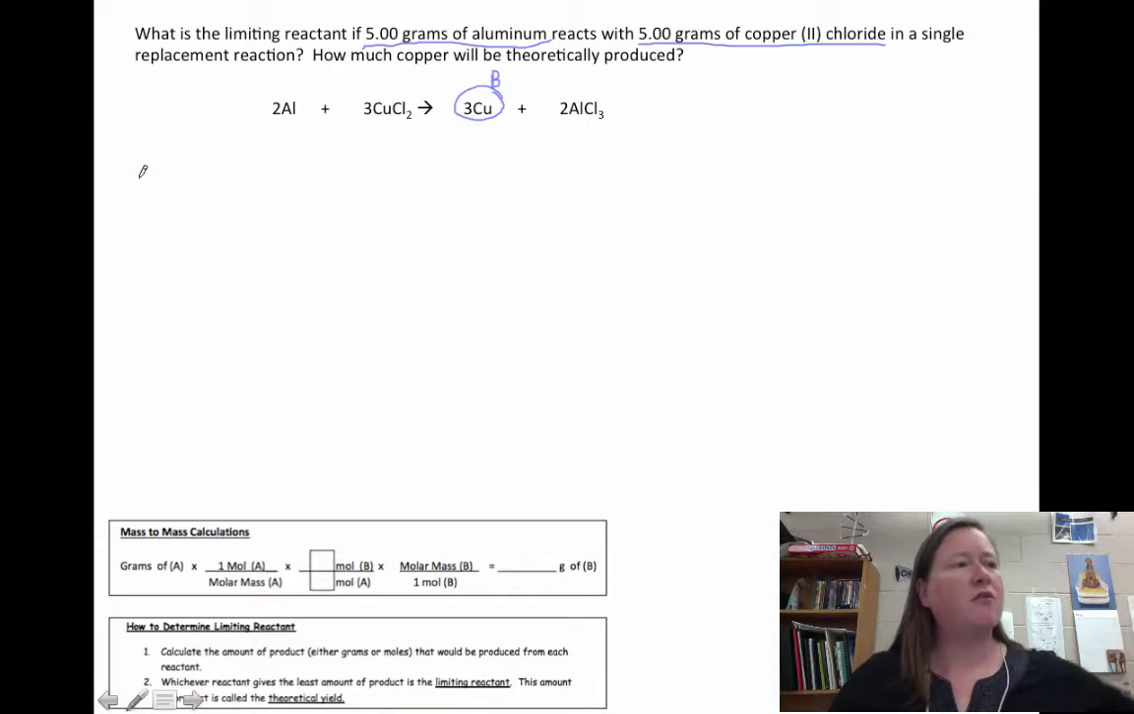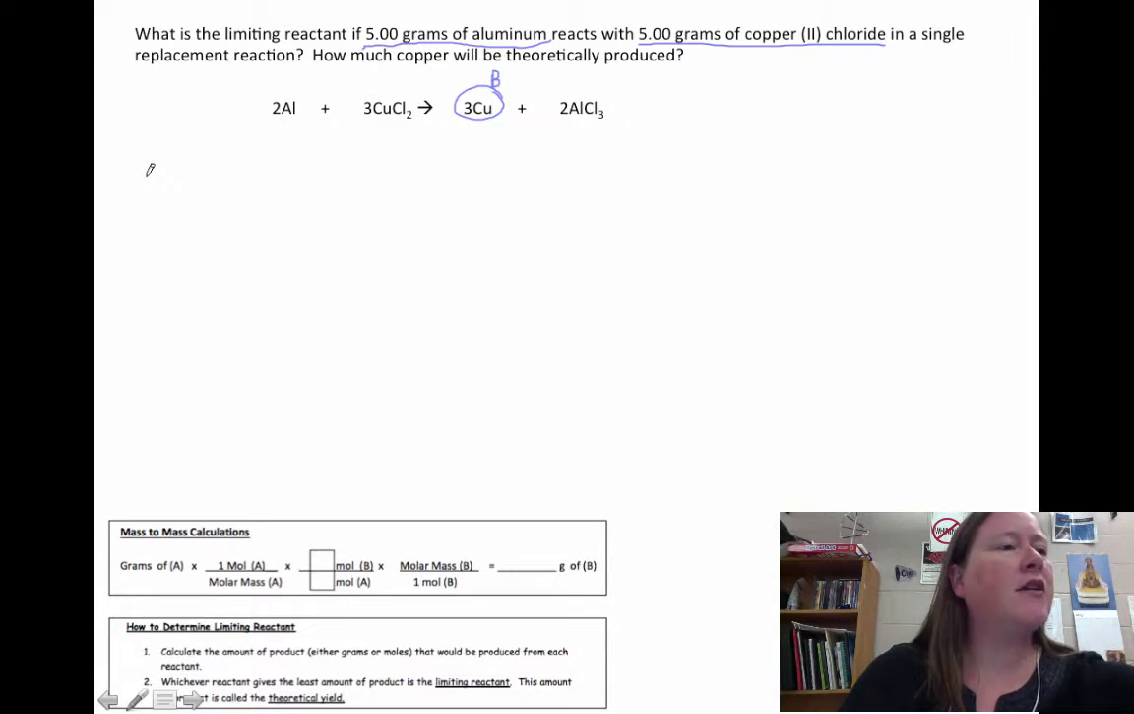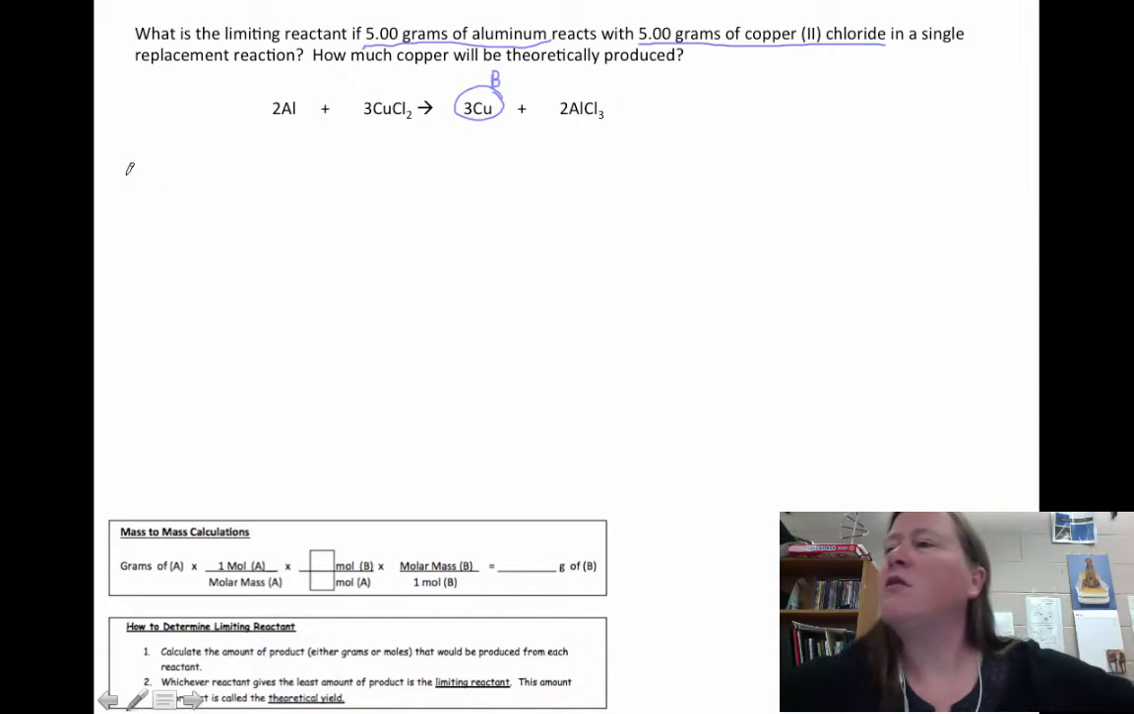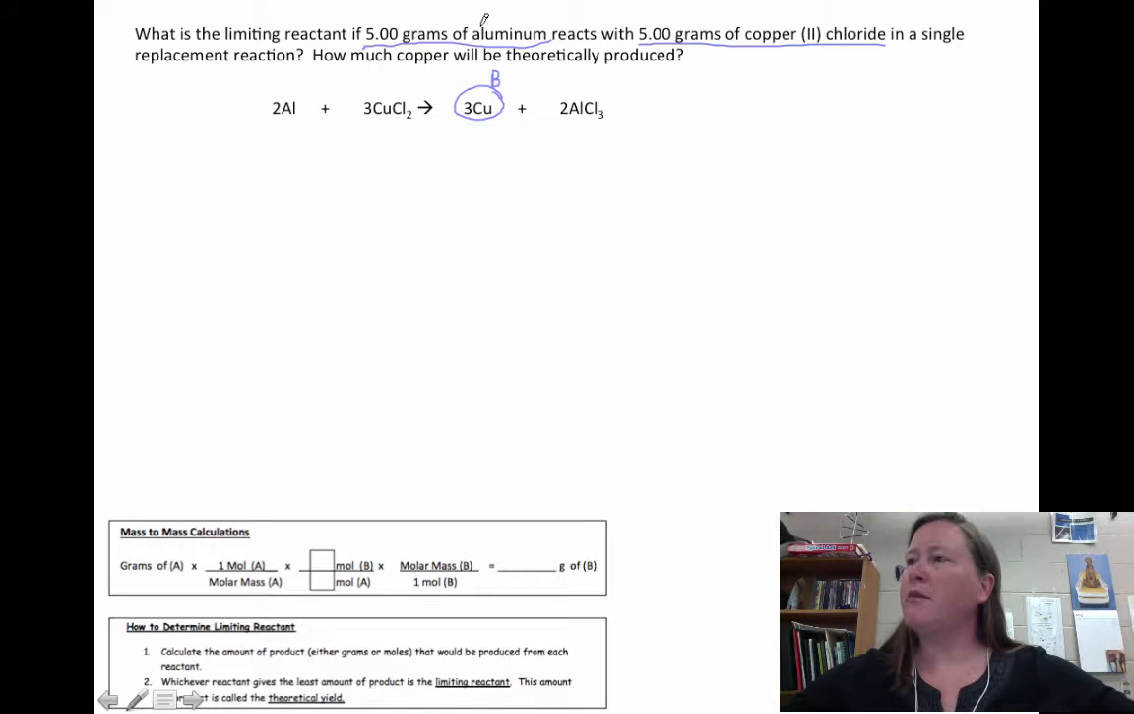I had some notes where I actually had all of these equations written out. I probably threw them away.